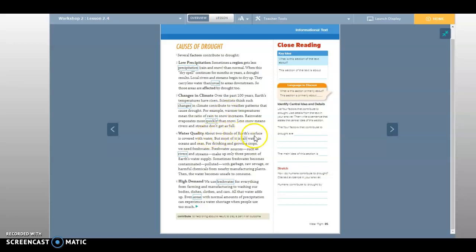Okay, then we've got water quality. About 2/3 of Earth's surface is covered with water, but most of it is salt water in oceans and seas. For drinking and growing crops, we need fresh water. Freshwater sources, such as rivers and streams, make up only 3% of Earth's water supply. Sometimes fresh water becomes contaminated or polluted with garbage, raw sewage, or harmful chemicals from nearby manufacturing plants. Then the water becomes unsafe to consume.